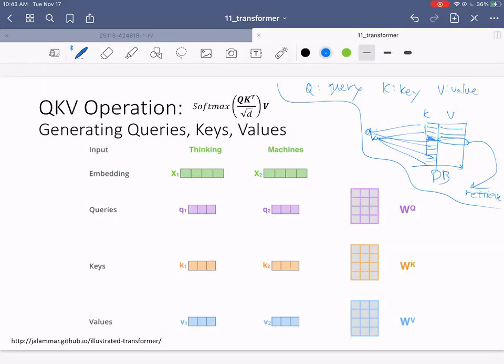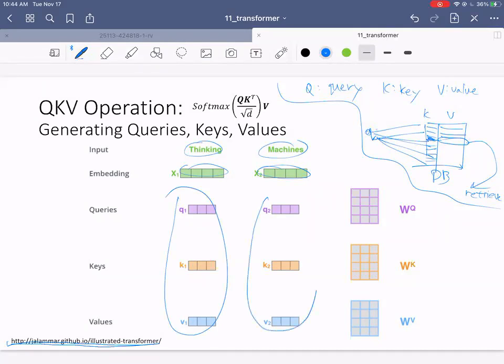The situation is you have two words as input, which are thinking and machines. By the way, this illustration is copy-pasted from a very wonderful blog. Actually, you don't even need to listen to my class, because you can just go to this website, look at all the material, and get a perfect understanding of the transformer. Each word is embedded in a 4-dimensional vector, and each word has a QKV set: Q1, K1, V1 for the first word, and Q2, K2, V2 for the second.